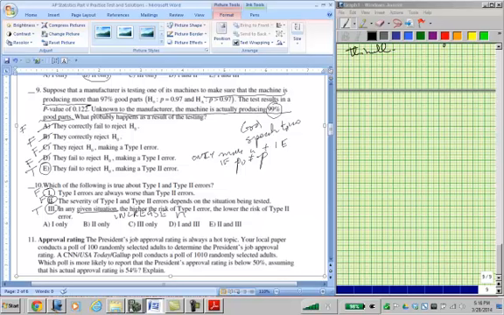Okay? So the answer is, oh wait, I'm sorry. Look what I did here. I marked this as false, even though I said it was true. Let me erase all this. Okay. The severity of a type 1 and type 2 error depends on the situation, that is true. And 3 is true. So the answer is E, 2 and 3. And that is that for test 1. I'll do test 2 later.